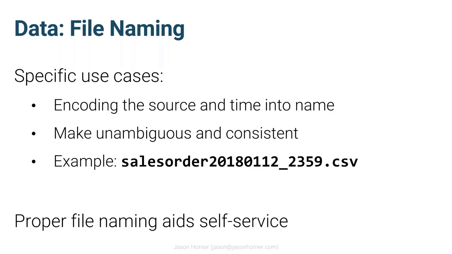Generally, I wouldn't mess with it a whole lot, but if you needed to do that for your staging layer or something, you could certainly do that. The key thing here, though, is naming things consistently helps with self-service and helps you find data so that you know exactly what's in a file.